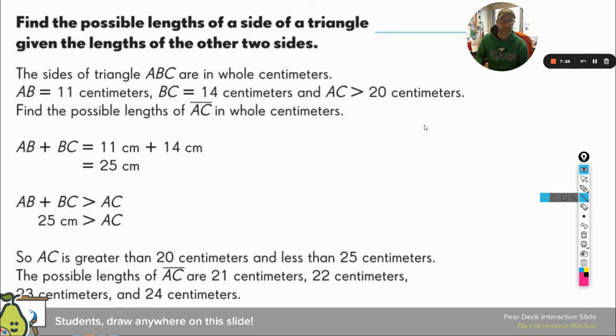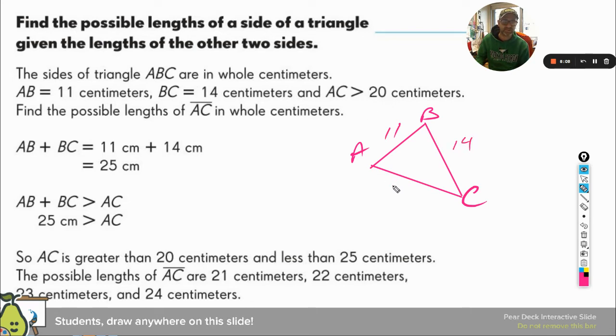So let's have a triangle A, B, C. I don't really care about the shape other than that it's a triangle. Okay, AB is 11, BC is 14, and AC must be bigger than 20. But it also has to be less than the sum of 11 and 14, because these two have to be bigger. So 11 plus 14 is 25. So AC is greater than 20, less than 25. The possible lengths are 21, 22, 23, and 24.